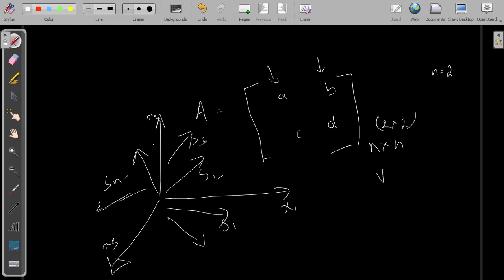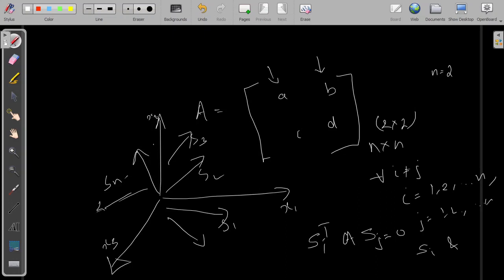So for every i not equal to j, where i varies from 1, 2, 3, etc. up to n, and j varies from 1, 2, etc. up to n, if si transpose into A into sj equals 0, and this condition is satisfied, then si and sj, which are the two vectors, are said to be conjugate vectors.